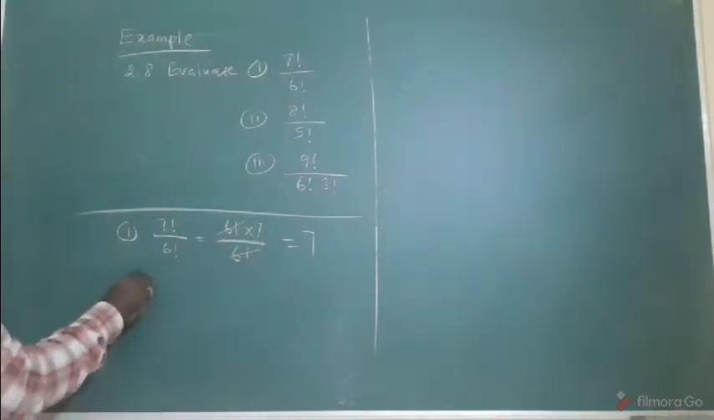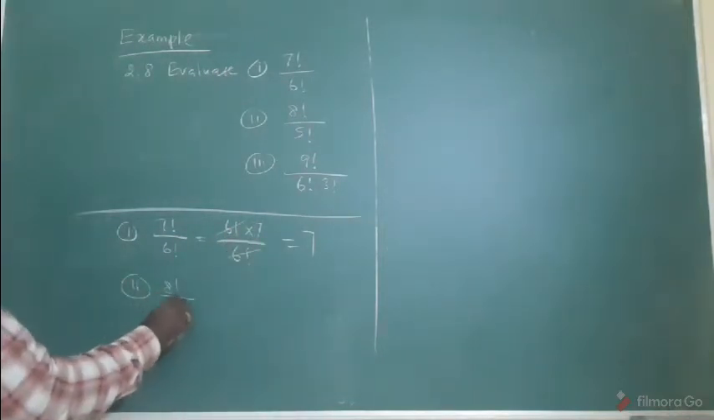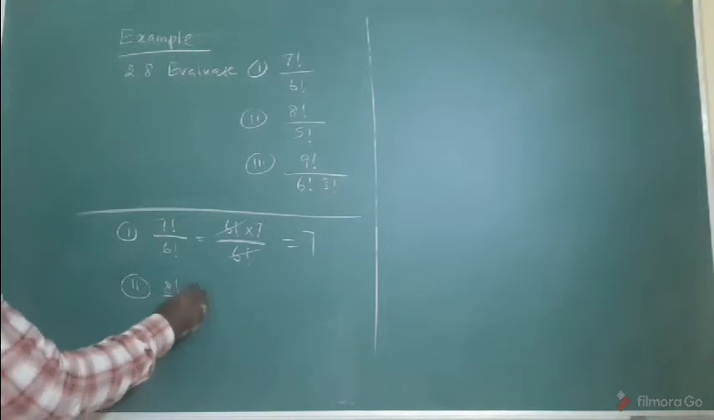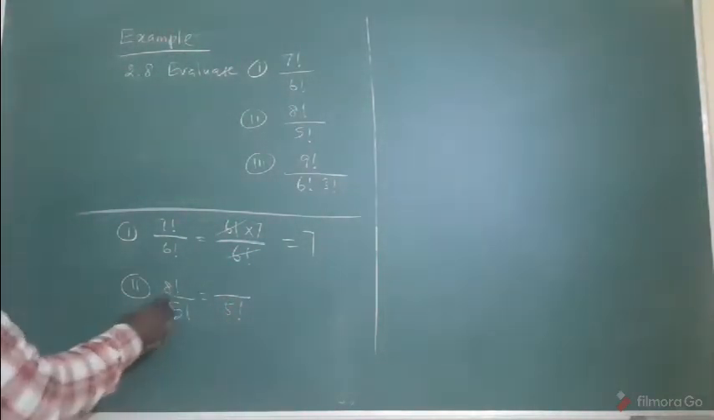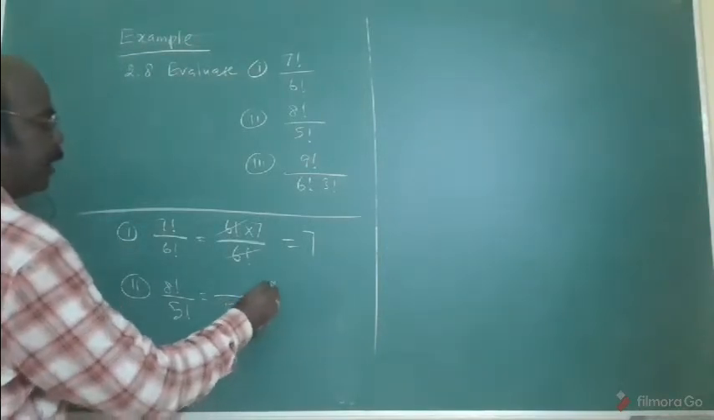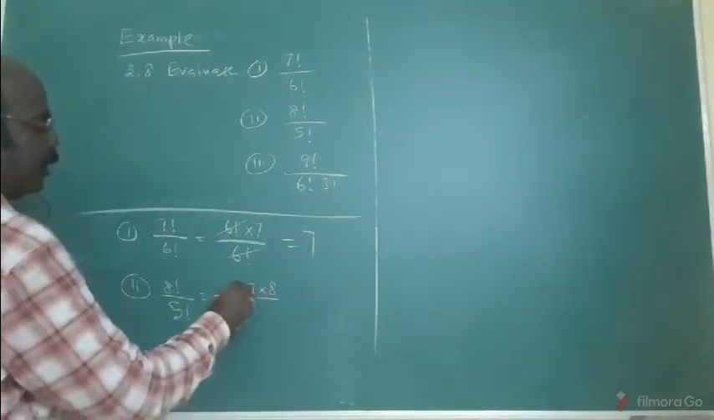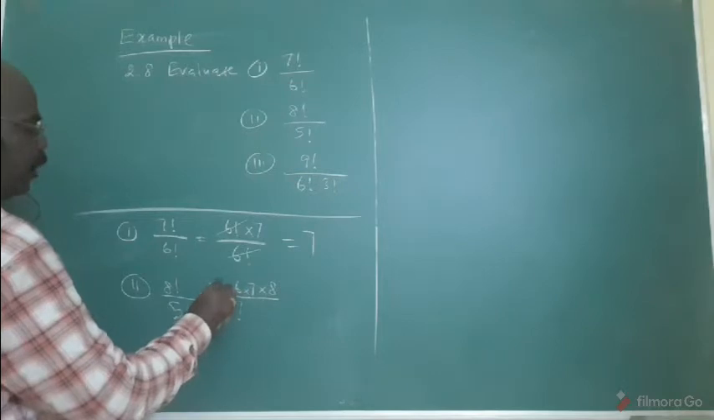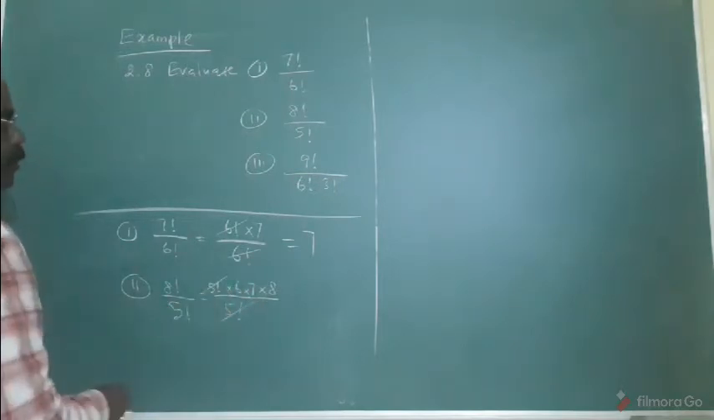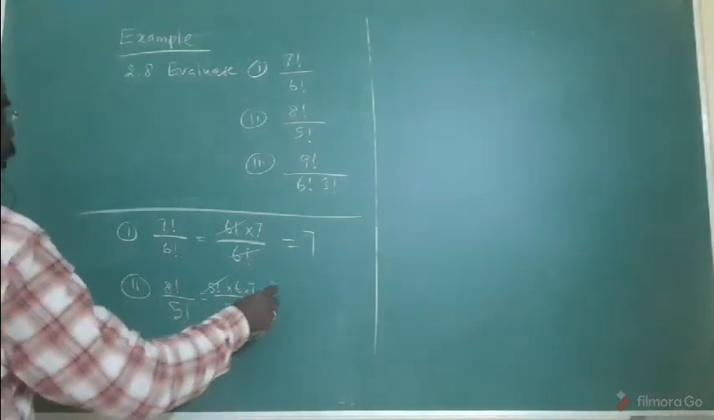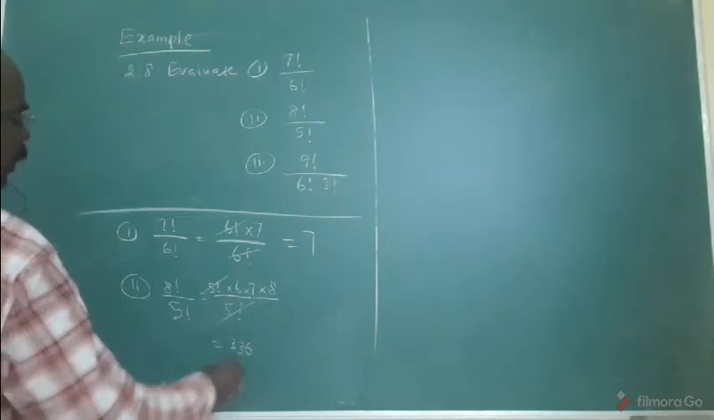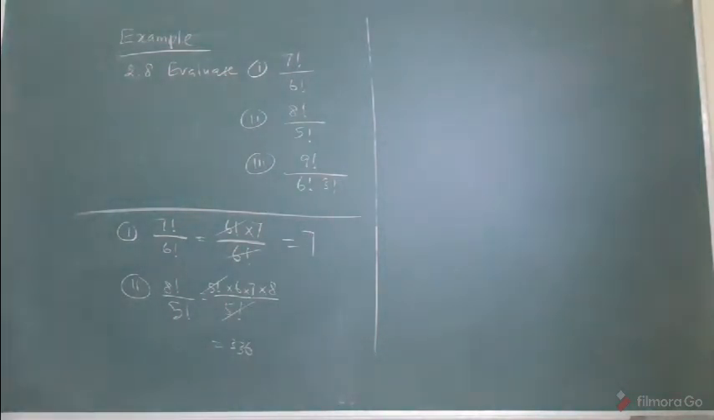Next is 8 factorial by 5 factorial. What I told you? The small number is fixed here. Now 8 factorial can be 8 into 7 into 6 into 5 factorial. Am I right? This will be cancelled. Now multiply, that is the answer. 6 7s are 42. 42 into 8 is 336. That is the answer. Am I right?